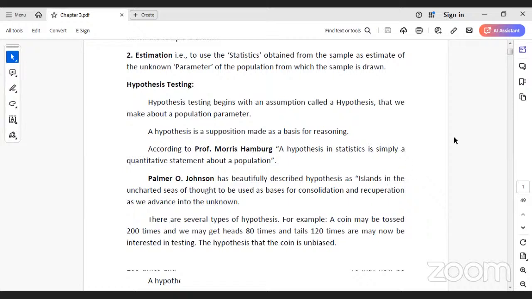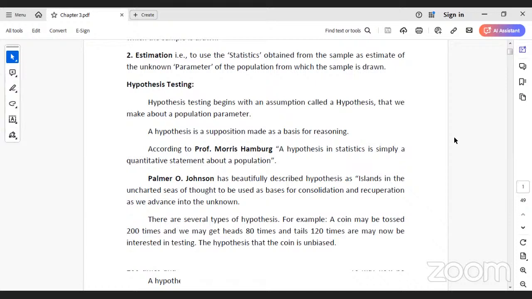Hypothesis is a supposition made as a basis for reasoning. Hypothesis is nothing but a small assumption, or imagination, or we can say sometimes it is a blueprint also. Palmer O. Johnson has beautifully described hypothesis as islands in the uncharted seas of thought, to be used as a basis for consolidation and recuperation as we advance into the unknown. So unknown things will become known to us.